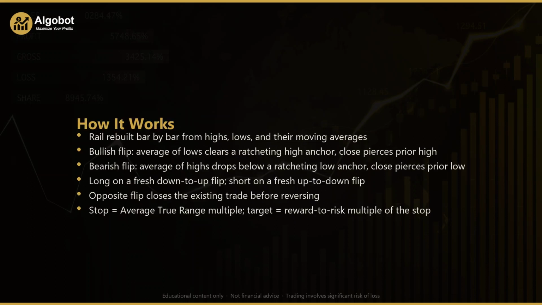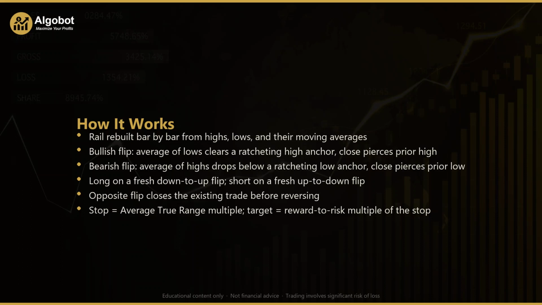On every newly closed bar, the strategy rebuilds the half-trend rail across its buffer of recent history. For each bar, it looks back over a small window set by the Amplitude parameter, which defaults to 2. Inside that window, it finds the highest high and the lowest low, and it also computes the simple moving average of the highs and the simple moving average of the lows. Those moving averages are the trigger lines, and the highs and lows feed 2 ratcheting anchors.